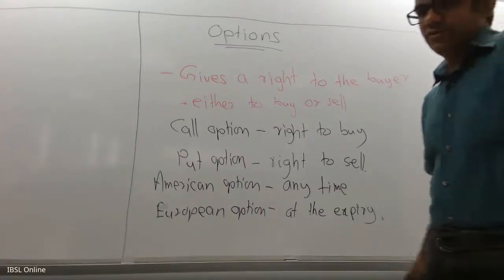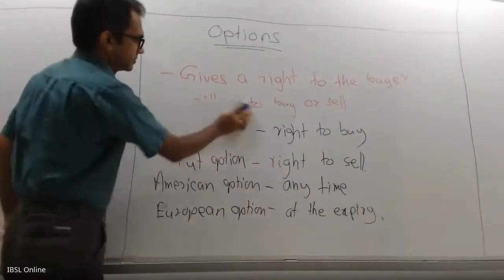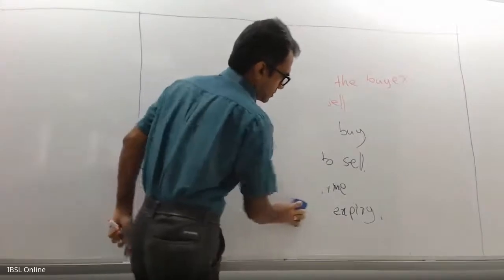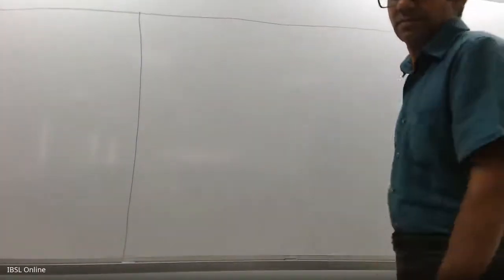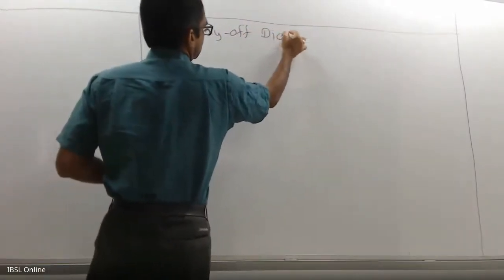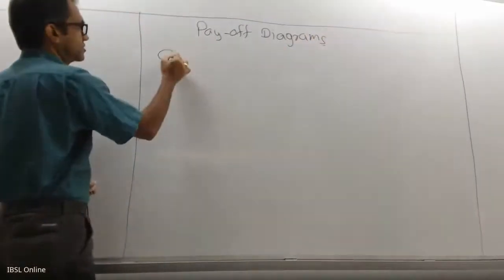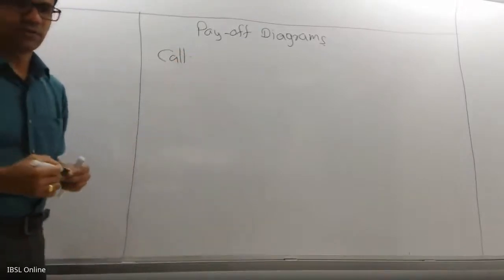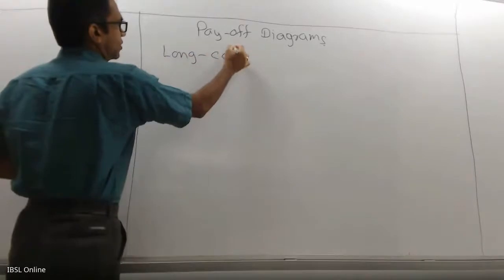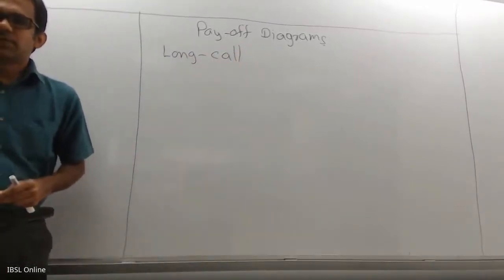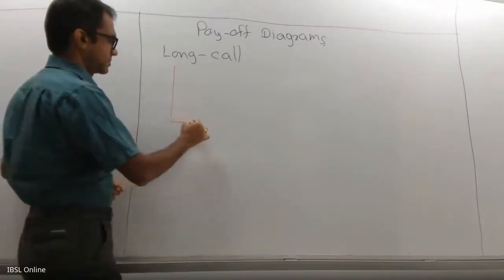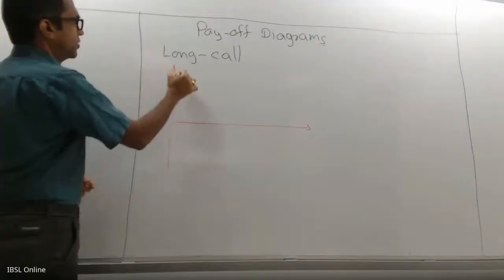Okay. Now we'll move into payoff diagrams. Payoff diagrams for a call, say for a long call. It is better to always think from the buyer's point of view. So for a long call option, what is the payoff diagram? What are the two axes? This is the payoff.